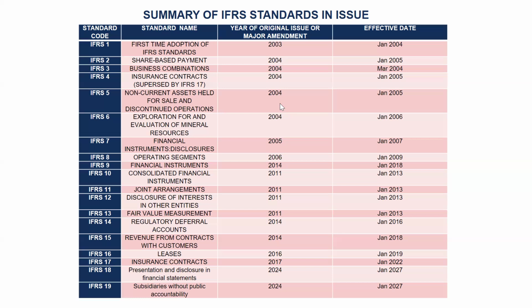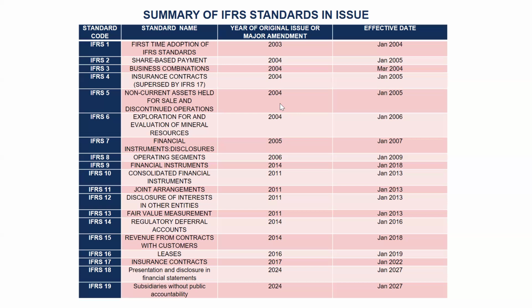IAS 41 requires that biological assets be measured at fair value less cost to sell. So that fair value needs to be measured using IFRS 13 requirements. IAS 40 requires that an entity decides whether they are going to measure their investment properties either at cost or fair value. Whenever they decide that they are going to measure them at fair value, then IFRS 13 comes in. The standard was issued in 2011 and was effective from January 2013.